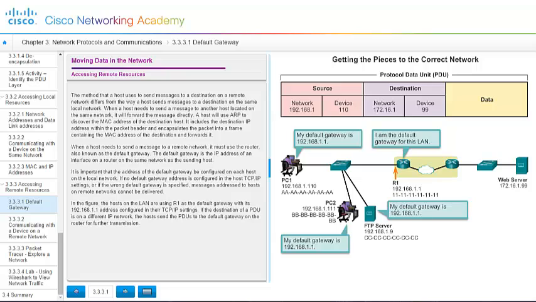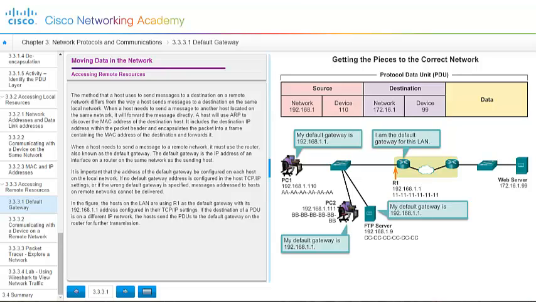Now if we look at a sender sending information across to its destination and they are not on the same network, the method that the host uses to send messages to a destination on a remote network differs from the way a host sends a message to a destination on the same network. When a host needs to send a message to another host located on its same network, it will forward the message directly, because remember, it had sent out the ARP request and it had learned everybody's MAC addresses and it knew where it belongs.